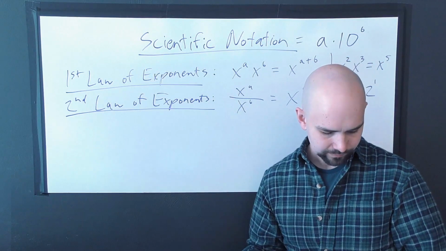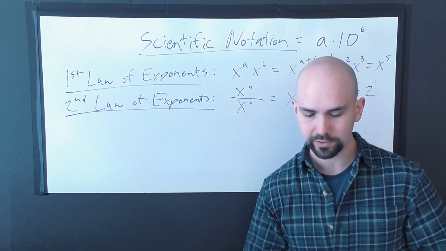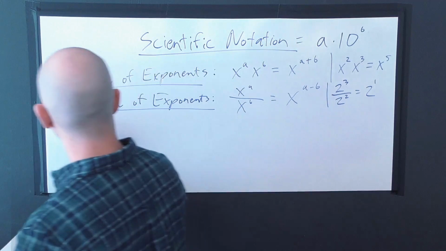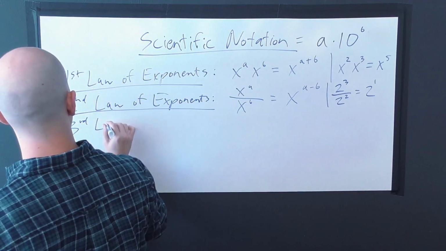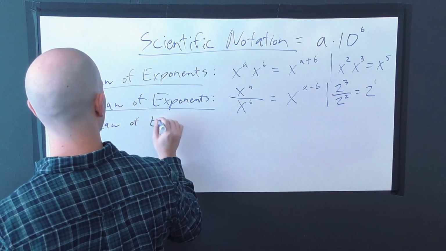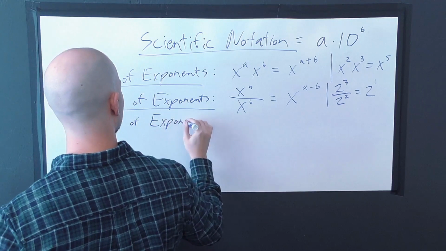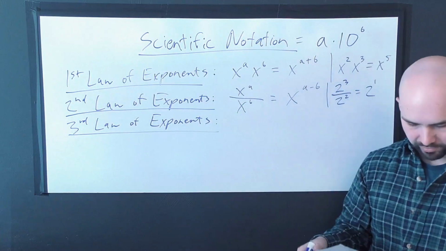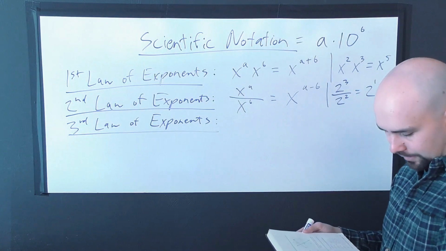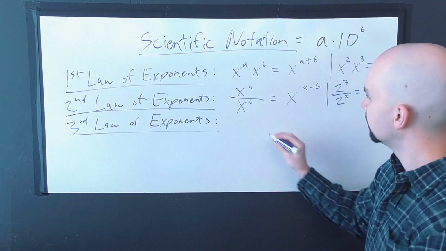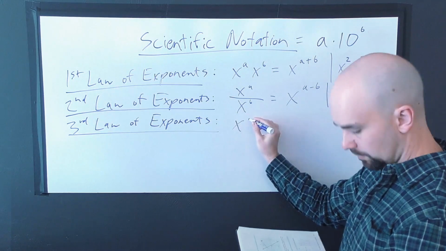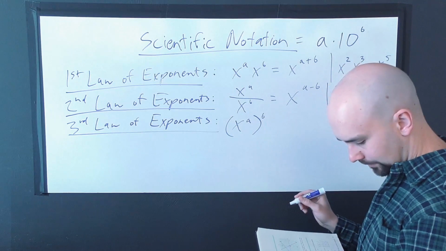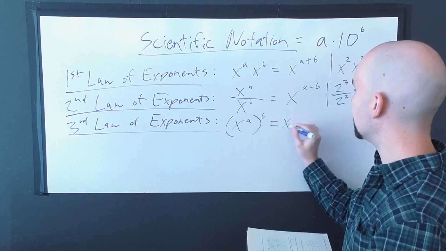All right, so now I'm going to very quickly take you to the third law of exponents. The third law of exponents: if a and b are positive integers, then x to the power of a, raised to the power of b, is going to be the same as x to the power of ab.